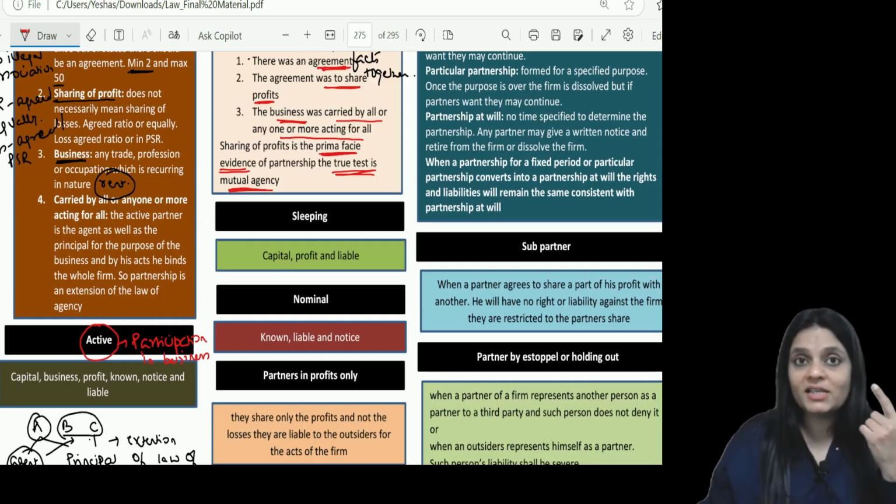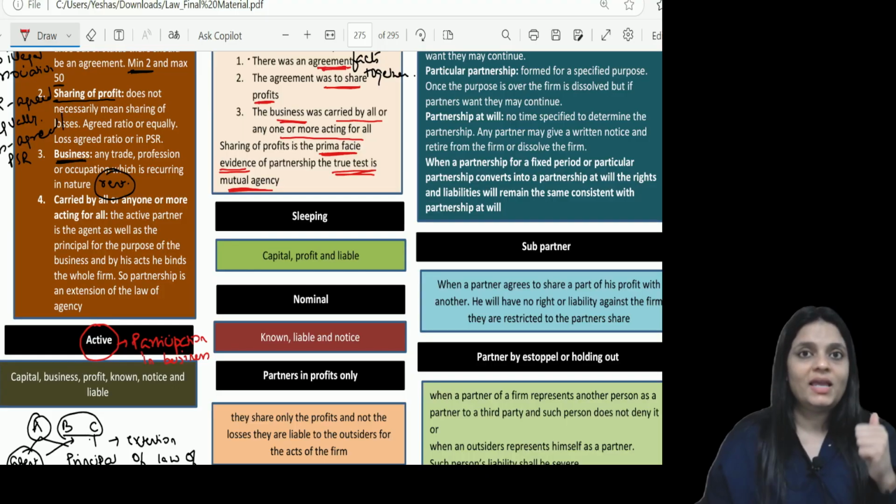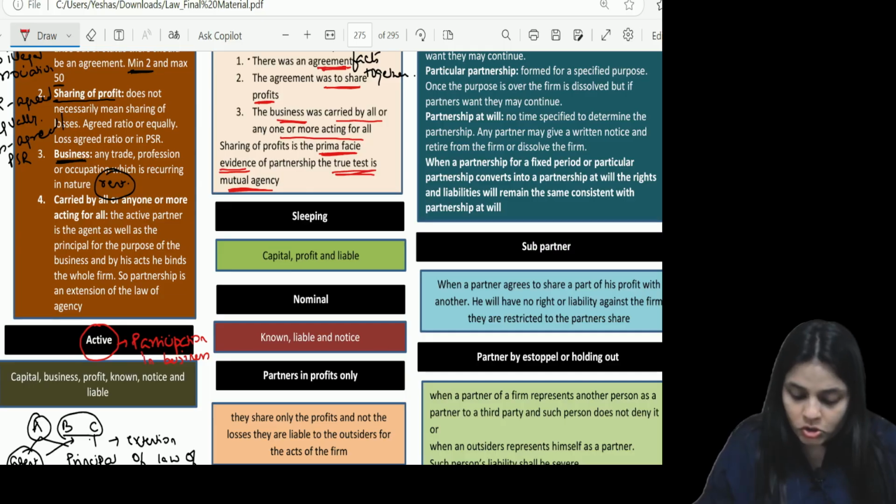Does he take part in the business? No. Does he share the profits and the losses? Yes. Is he known to the outsiders? No. Is he liable to the outsiders? Yes. Does he have to give a notice of retirement? No. So capital is there, profit is there, liability is there.